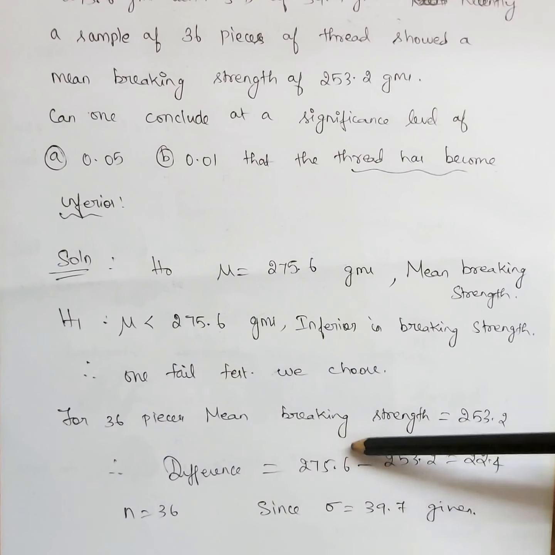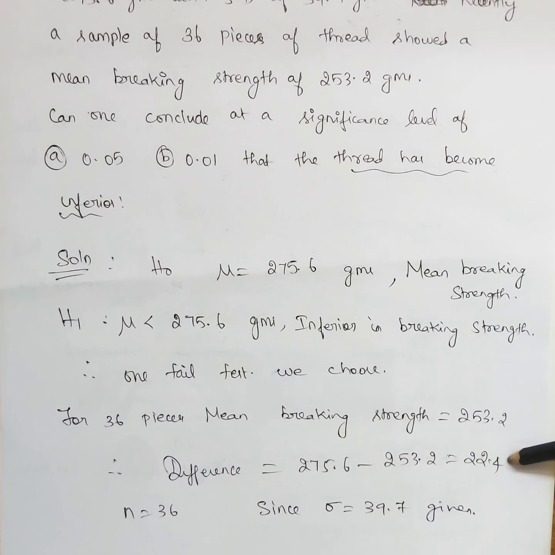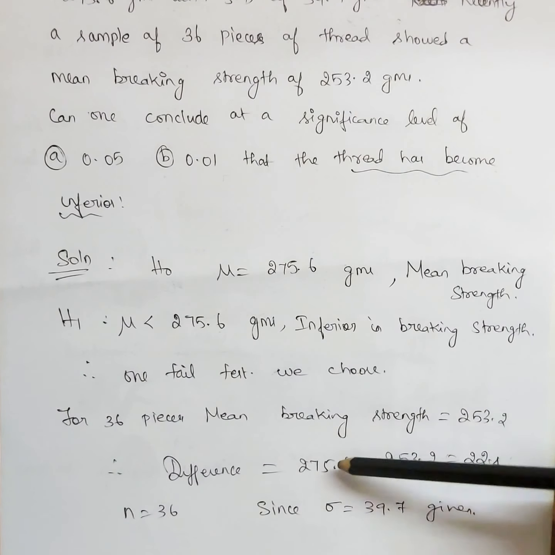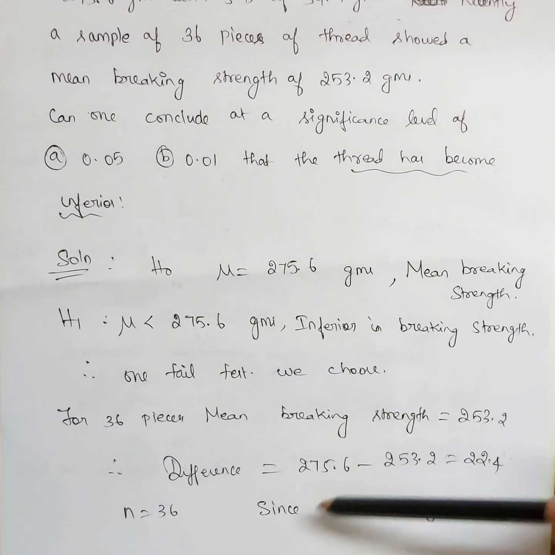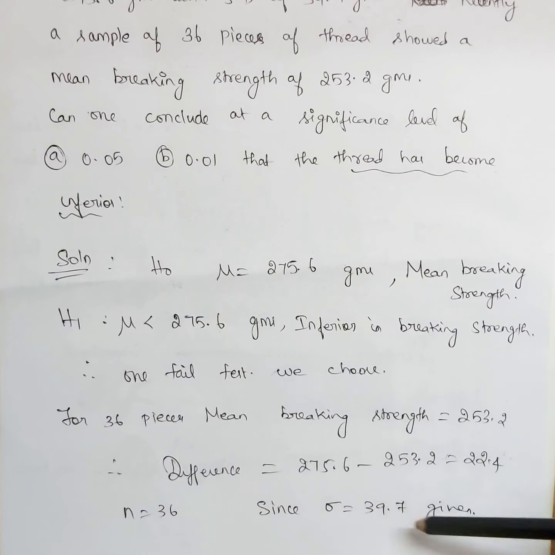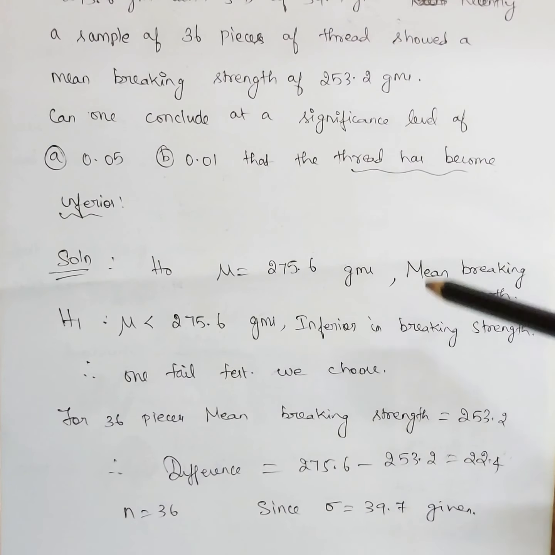Even if you subtract it the other way, you will get a negative value. In the negative value, in the normal distribution, if you remember, this side and that side are same. So automatically 0 to minus 1 is same as 0 to 1. So we'll check on the positive side. So it's easy to check the values on the positive side. So 275.6 minus 253.2, this is the numerator. N is the sample size 36 and sigma they have given 39.7. Now we have to write down the formula. This formula is going to be slightly different.